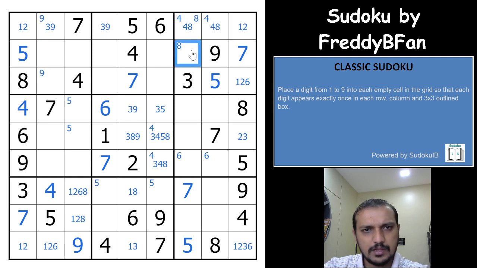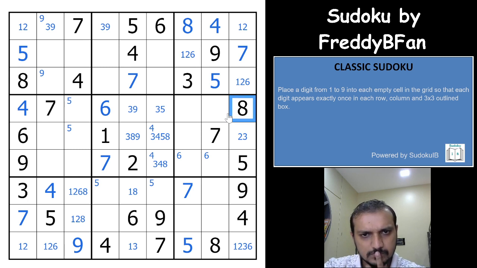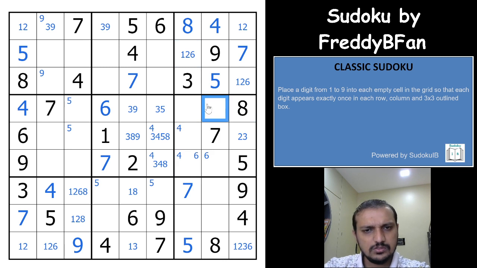You have a 4-8 pair here. So this cell is not an 8. So which means this has to be an 8. This has to be a 4. And this has to be 1, 2 or a 6 here. 4 is in one of these two cells.